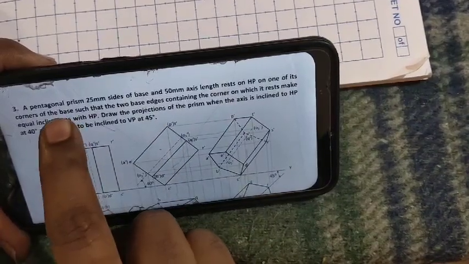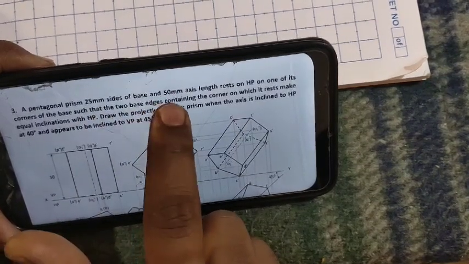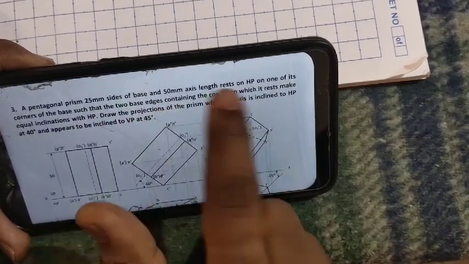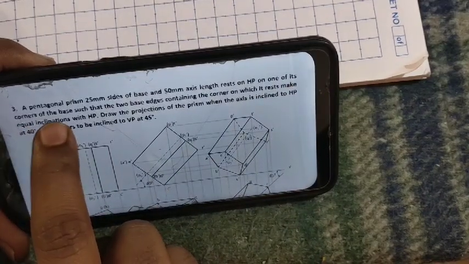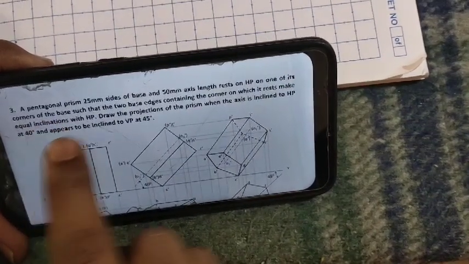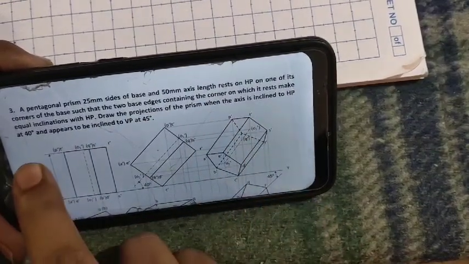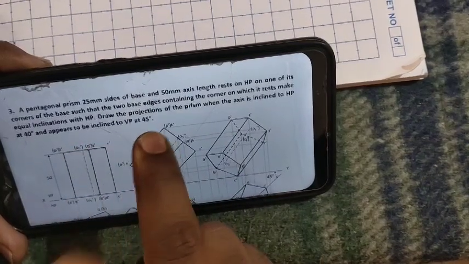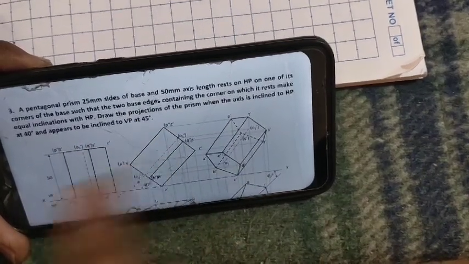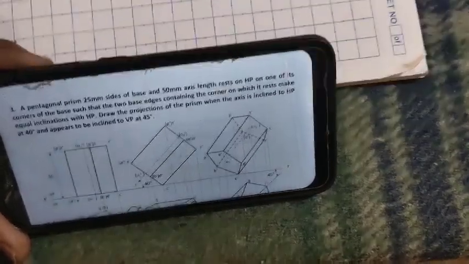This problem is a pentagonal prism having 25 mm sides and its axis height is 50 mm, where it rests on one of its corners of the base. Okay, corner condition it is. Again, the prism when the axis is inclined to HP at 40 degrees and appears to be inclined to VP at 45 degrees. So that means the axis is inclined to both the planes HP and VP. Okay, now we will solve this.